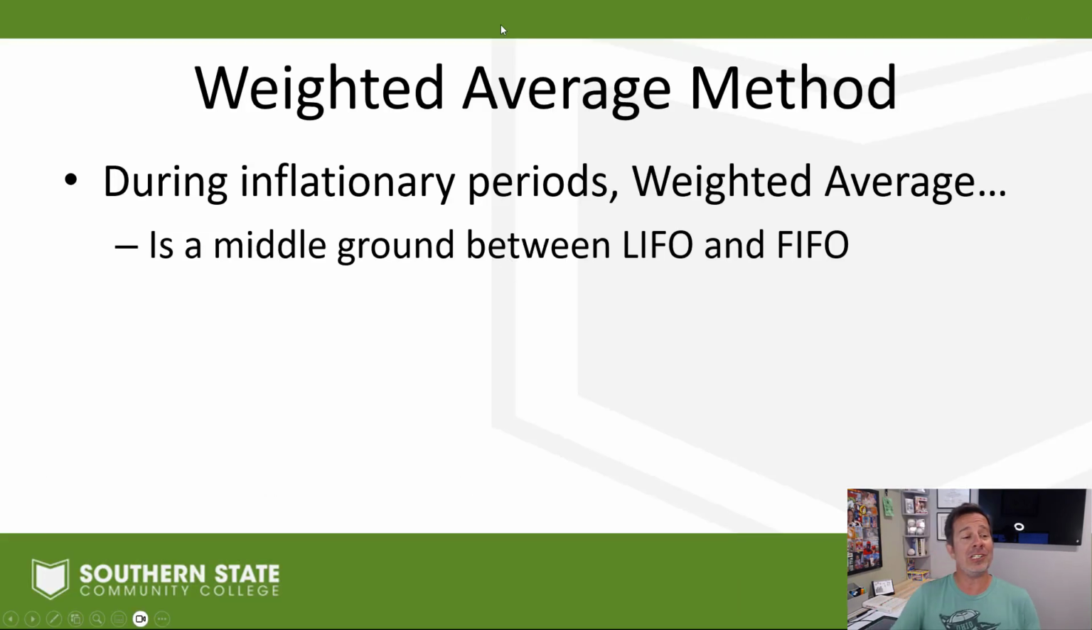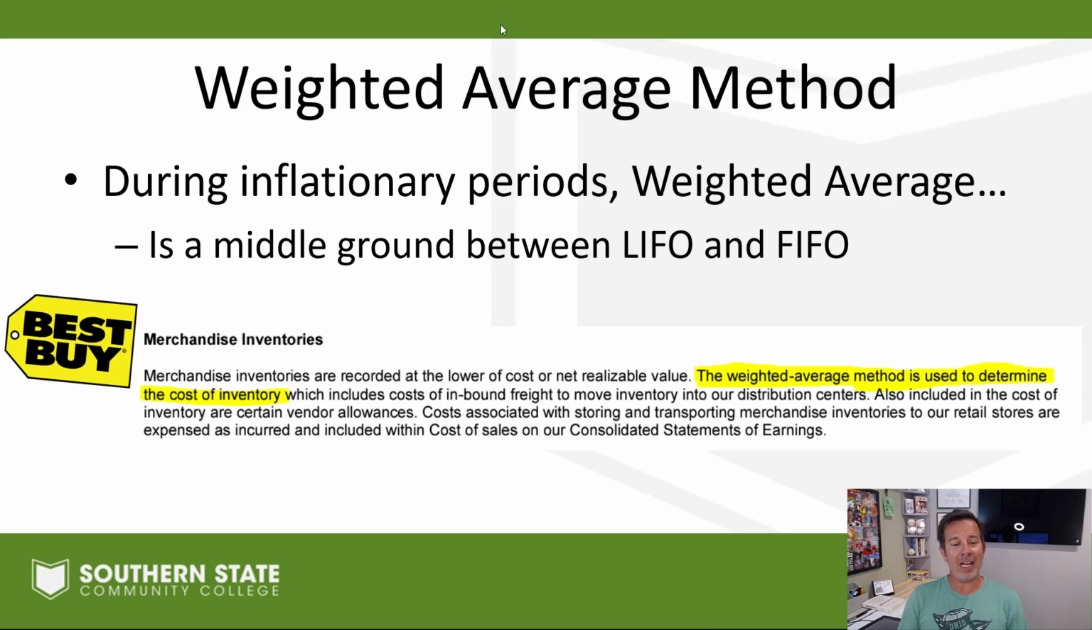Weighted average during an inflationary period, again, which is basically always. Prices are almost always going up. Weighted average is kind of the middle ground between LIFO and FIFO. It's kind of splitting the difference between the two. Best Buy, to give you an example, is a big company that uses the weighted average method. You can see in their notes to the financial statements.